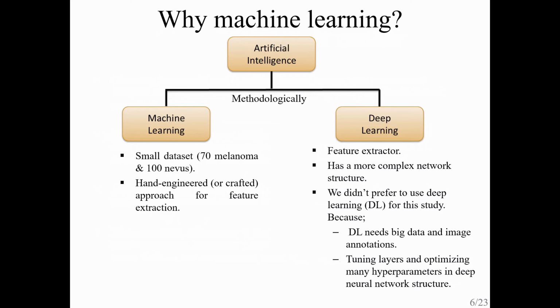So why did we select machine learning? Methodologically, there are a couple of reasons. For example, depending on the MedNode dataset, we have a small dataset, and we use a hand-engineered approach for feature extraction. On the other hand, deep learning is a feature extractor, but it has a more complex network structure. In this study, we didn't prefer to use deep learning. We just use this small dataset, but we try to increase our future dataset for training our algorithm.